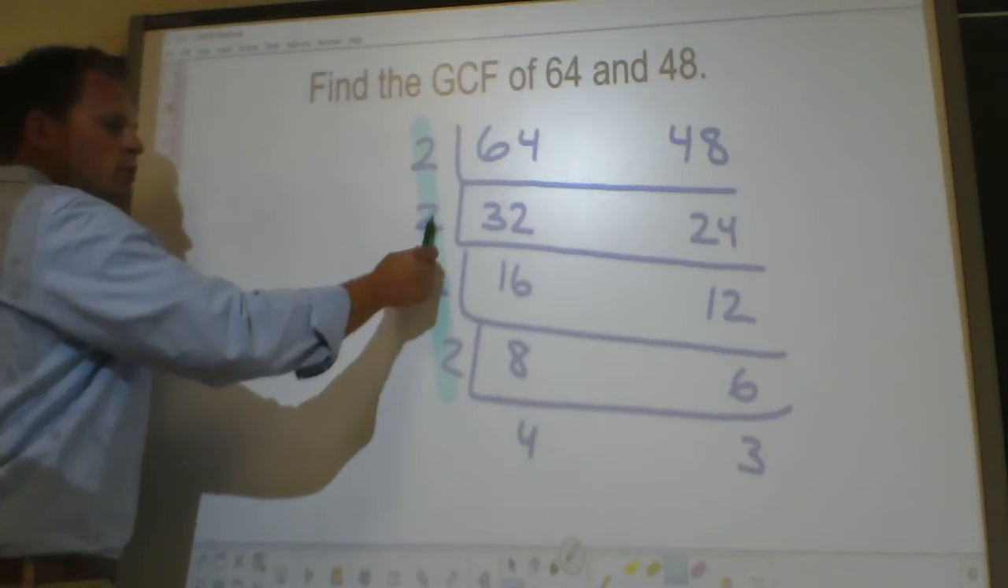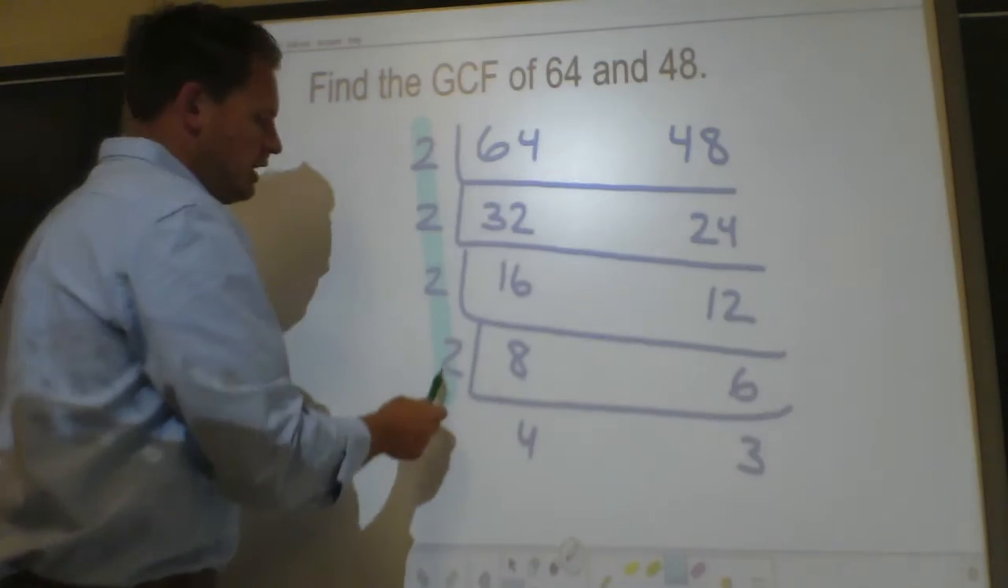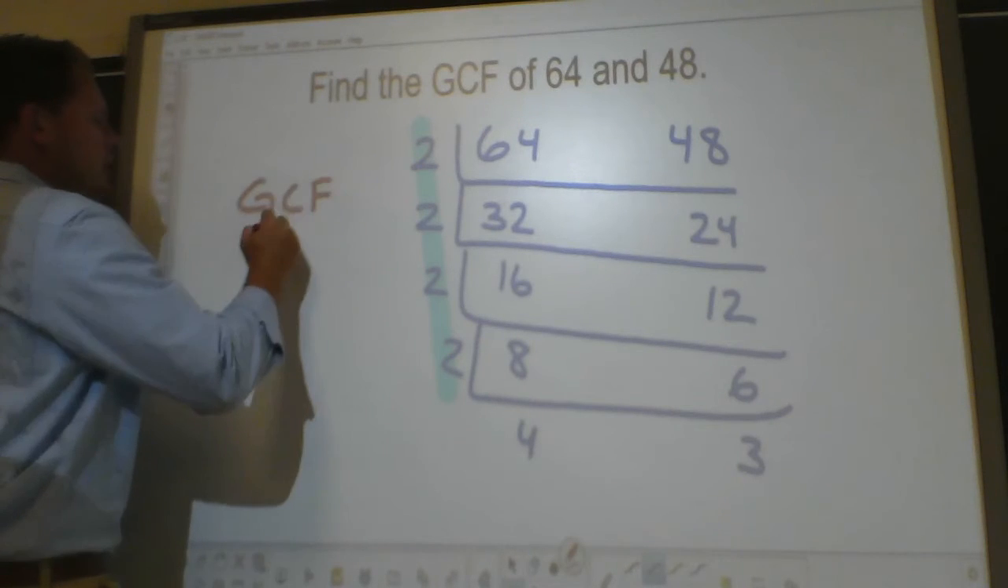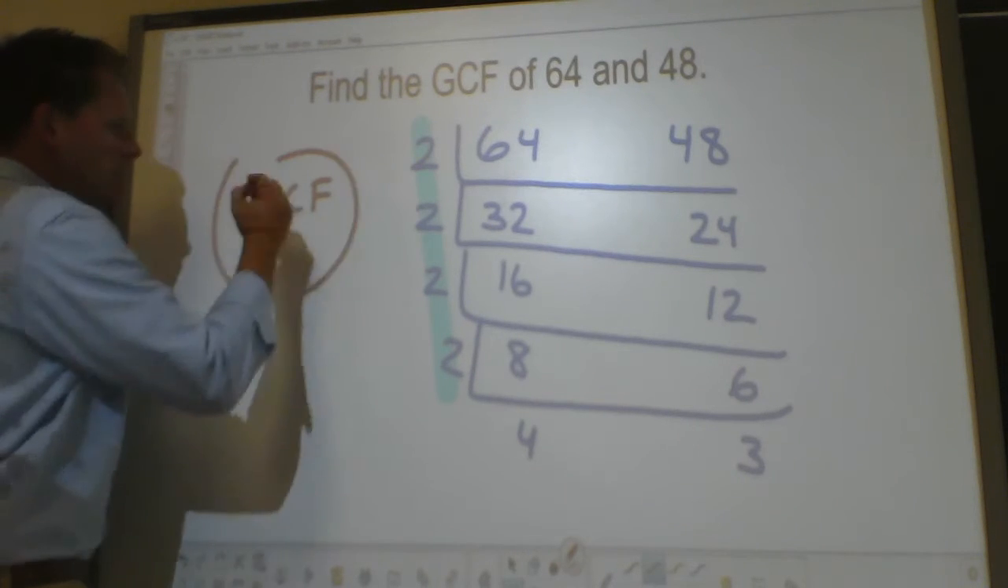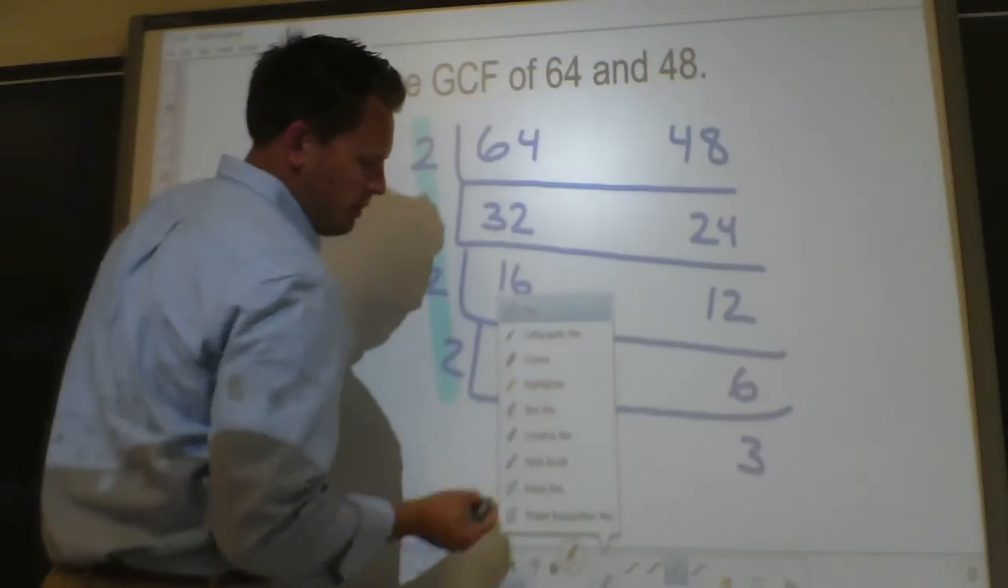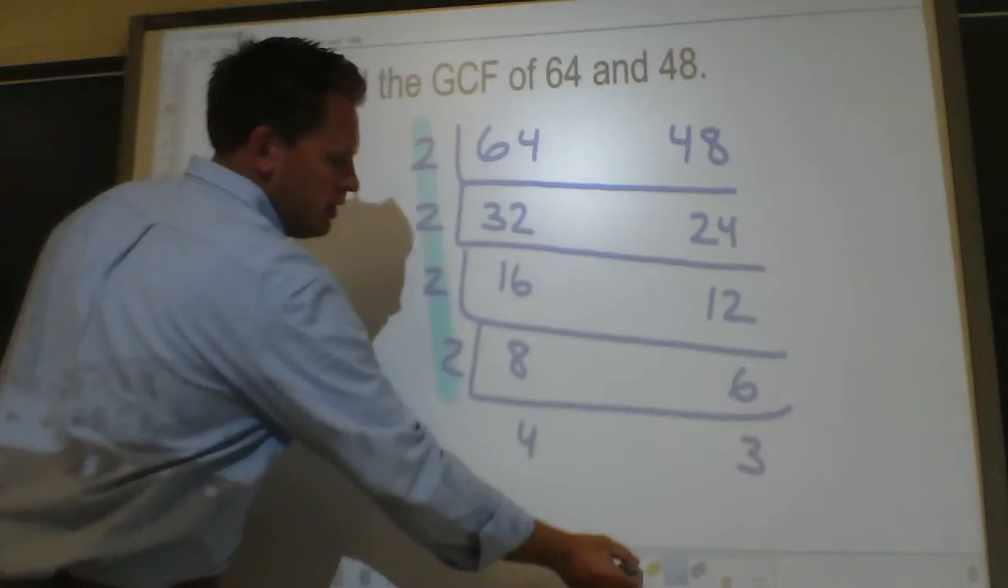2 times 2 is 4, times 2 is 8, times 2 is 16, right? So your GCF, or your greatest common factor, is 16, right? And then the next question, just show me. Be like, Mr. Meyer, nice try there, buddy. Not that much work left to do, right?